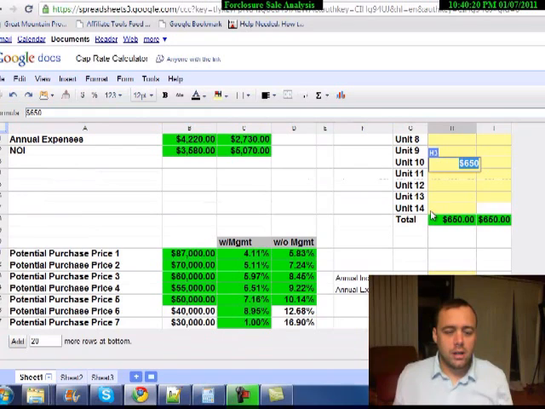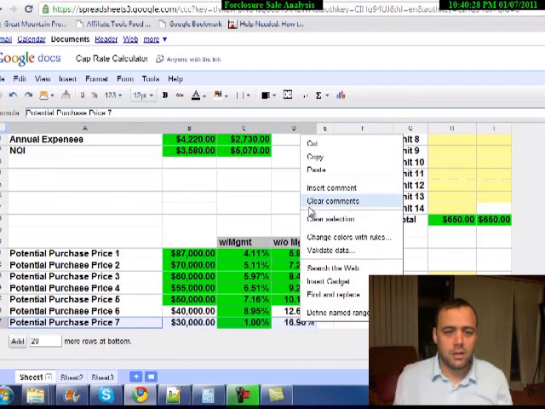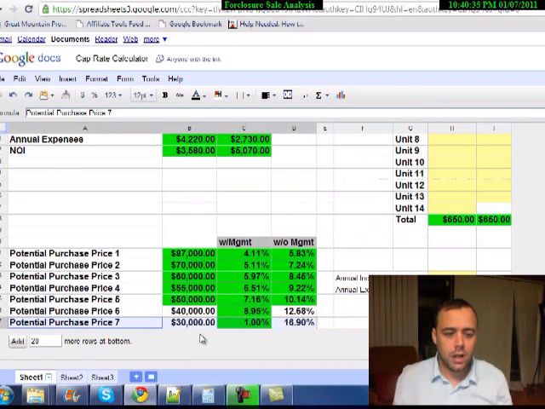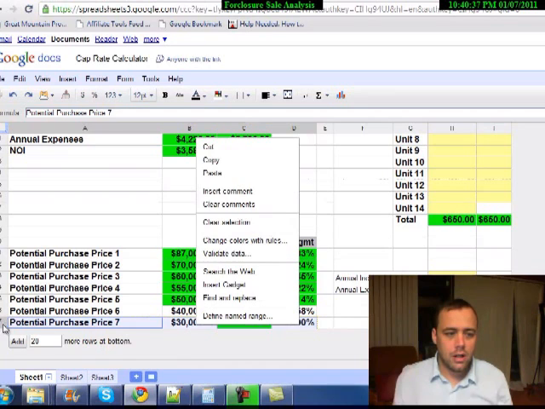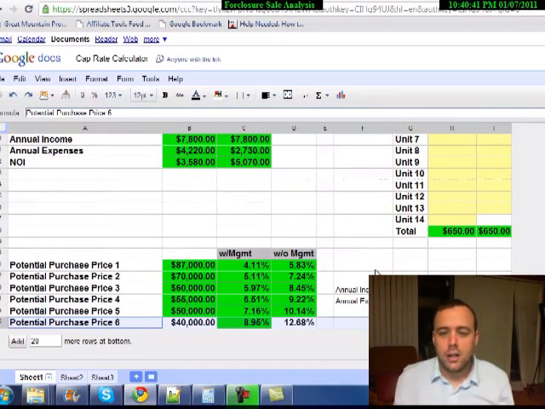So anyway, I'm going to have to take this purchase price 7 out because I messed up on that. I'm going to have to change the formula, and I don't have time to fool with it. So I'm going to cut it or delete it. Hold on, just a second. I'm not going to do this a zillion times.